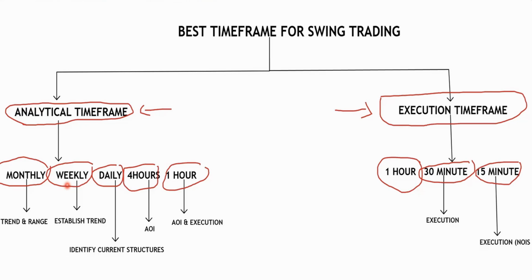Okay. Then we have the daily time frame, which is for identifying current structures, right? Notice I said current structures, right? The daily time frame is where you want to see what is going on right now in the market. What trend is the market doing right now, right? The bigger trend is on the monthly. You can amplify with the weekly, but the current trend that the market is moving on is most likely going to be found on the daily time frame.